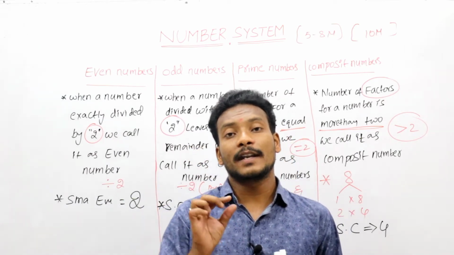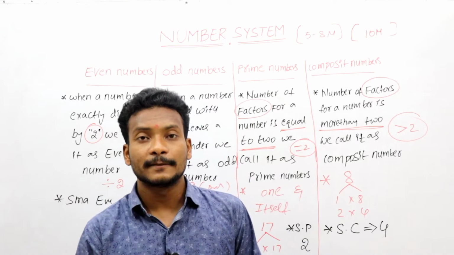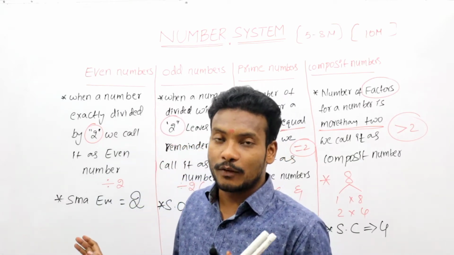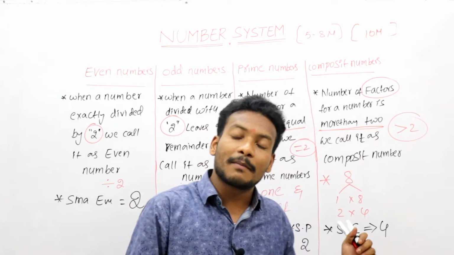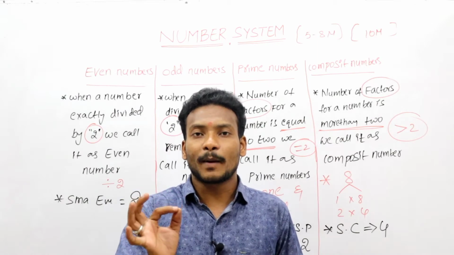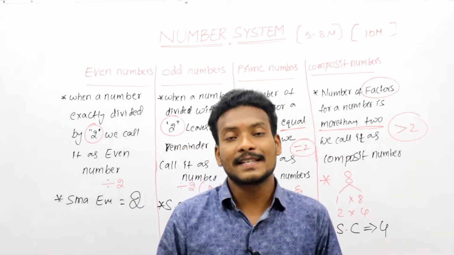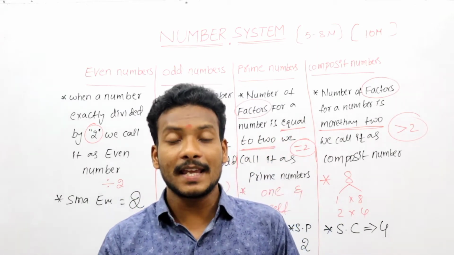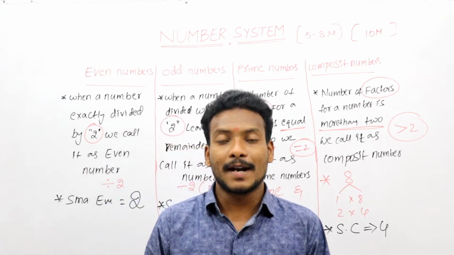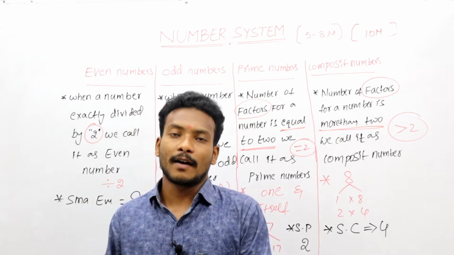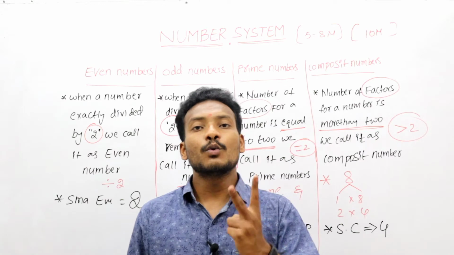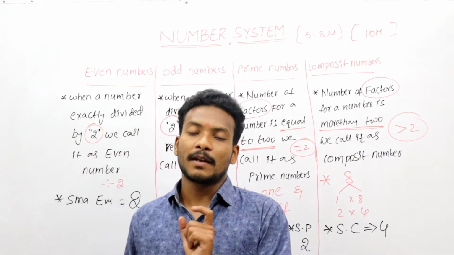Another important rule is, even numbers start from 2, and prime numbers also start from 2. Only 2 is the even prime number. That is, in prime numbers except 2, all are odd numbers. So 2 is the only even prime number.